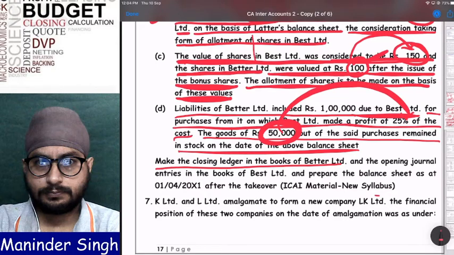No. Unless you write journal entries, at least roughly, will you be able to prepare ledger accounts? No. But if you have the concept, can you directly start ledger accounts? Yes. Today I'll show how to prepare ledger accounts directly. You don't even need to remember journal entries. Concept is enough. So make the closing ledger in the books of Better Limited. Now tell, when Better Limited has to close its books, which account will be opened to transfer all the assets and liabilities?